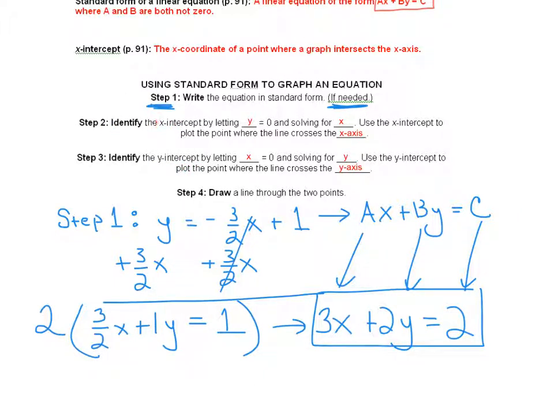So step 2, you identify your x-intercept by letting y equal 0 and then solving for x. We then use the x-intercept to plot the point where the line crosses the x-axis. Step 3, you then identify the y-intercept by letting x equal 0 and solving for y. You use the y-intercept to plot the point where the line crosses the y-axis. Last step, connect your 2 dots.